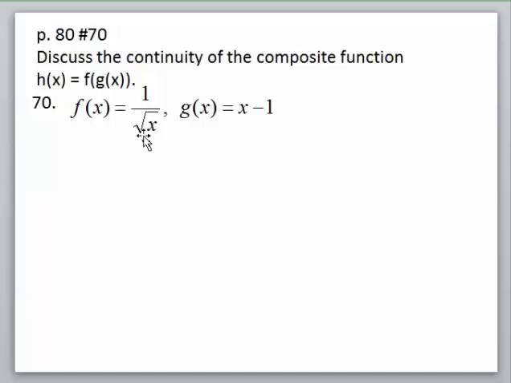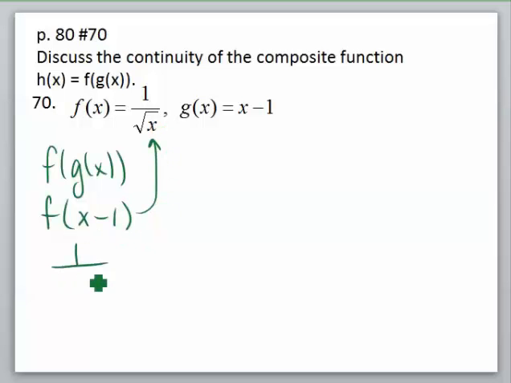The next problem we're going to look at says discuss the continuity of the composite function. And so here's my f of x and here's my g of x. It says to find f of g of x. So g of x is x minus 1. And then when I plug that in for the x portion, I get 1 over the square root of x minus 1.